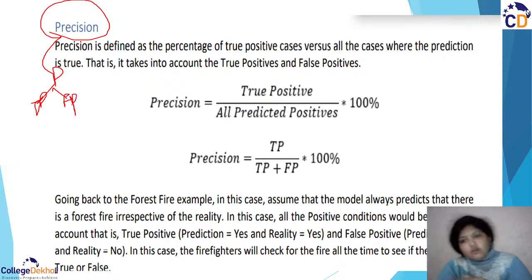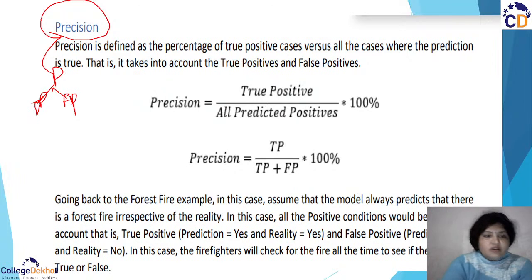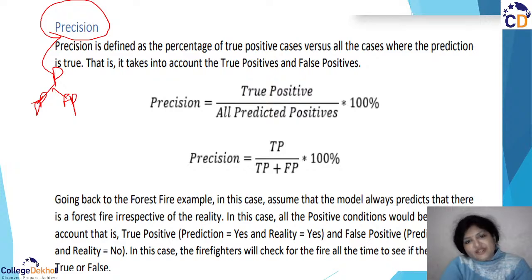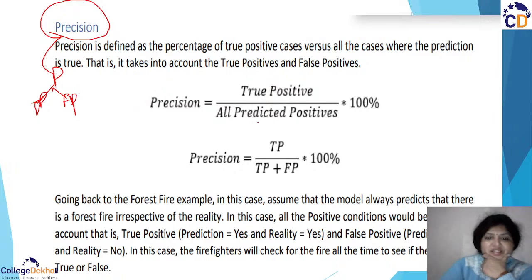So this is the drawback. I will be taking this part. So basically we are not talking about the false negative or true negative part. Only positives we are taking in precision, and then we calculate the percentage.